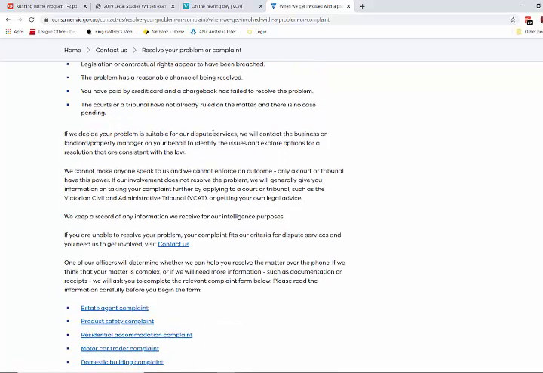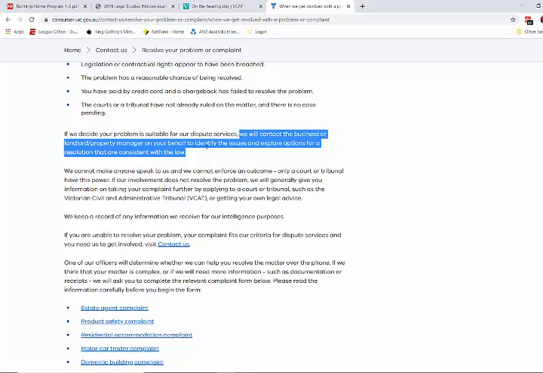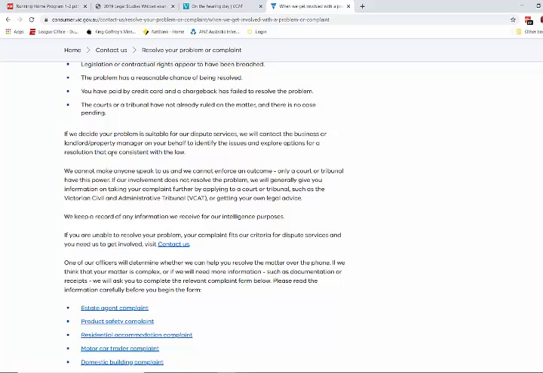So let's say, hey, Consumer Affairs Victoria decide that Zena's dispute is appropriate for them. Basically, this is what CAV is going to do. They're going to contact the business on your behalf. Okay? So all the things you've tried to do, they're now going to do on your behalf, because apparently they're going to have a better impact. And explore options for a resolution that are consistent with the law.